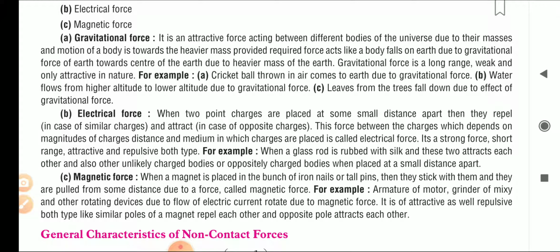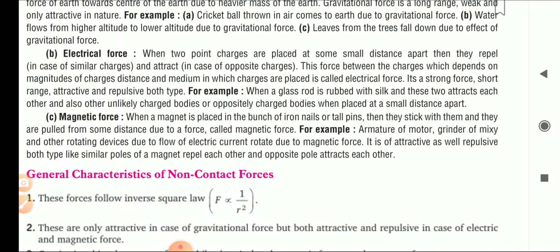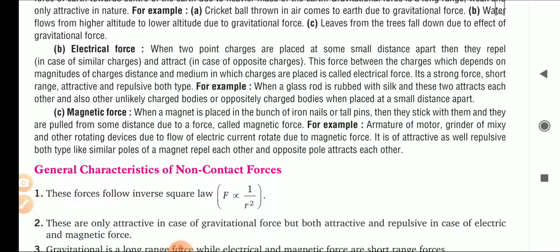So for example, a cricket ball thrown in the air comes to the earth due to gravitational force. Water flows from a higher altitude to a lower altitude due to the gravitational force. Leaves from the trees fall due to the effect of gravitational force. So these are very simple. Electrical force: when two point charges are placed at some small distance apart, they repel.